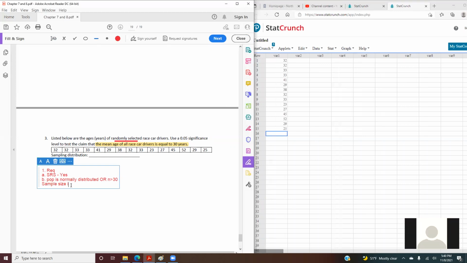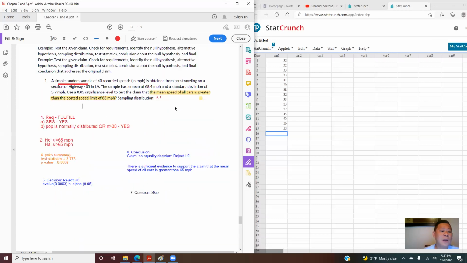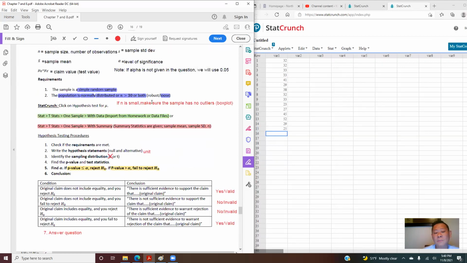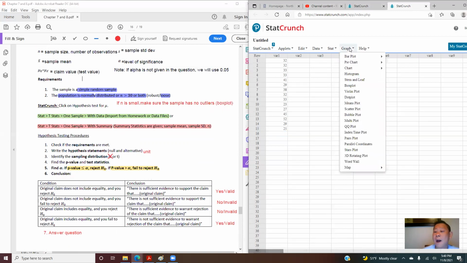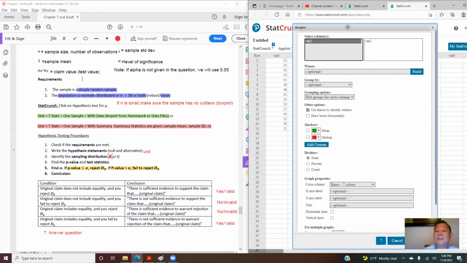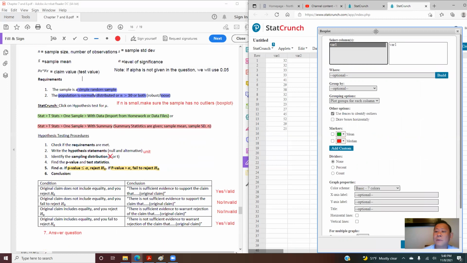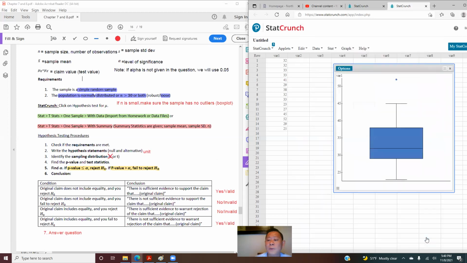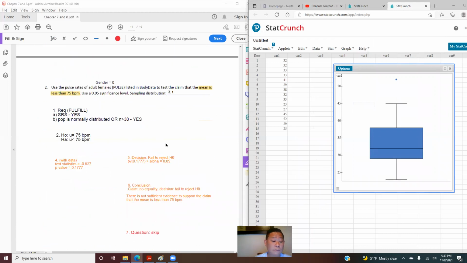This is the problem because if you have a small sample size, the requirement number 2 says you need to have at least 30. But if you have a small sample size, make sure that the sample has no outliers. So what you need to do is draw me a box plot. Go to the graph and go to the box plot, and draw the var1 in this case. It doesn't matter if you go horizontal or vertical, because the main thing we want to figure out is, do we have any outliers? And you hit compute. Do we have any outliers in this case?